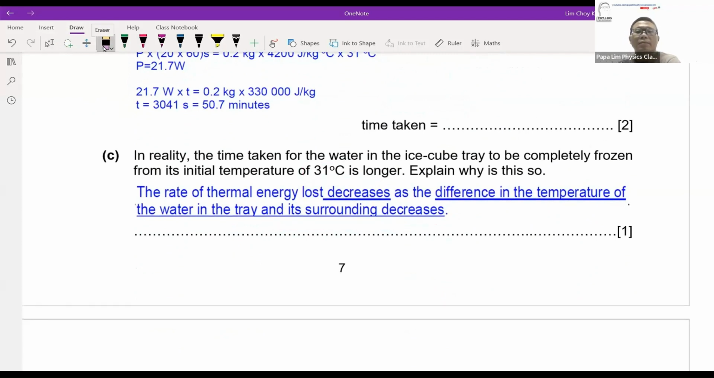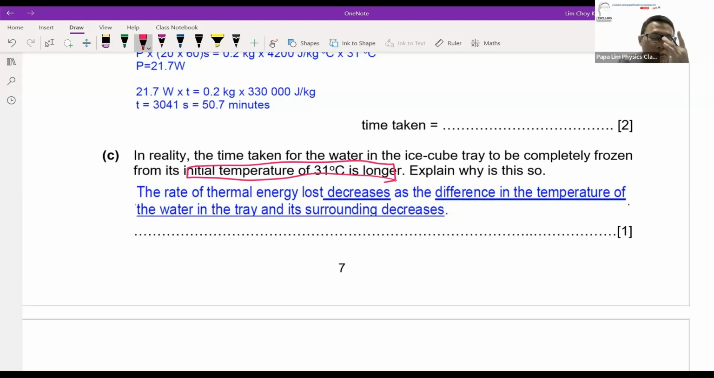Now, part C deals with the fact that the time to freeze is actually longer than 20 minutes. This one, in real life, is actually what happens. Because in the calculation for A and B, we looked at the heat loss due to freezing at a constant rate. But in real life, you'll find that as my temperature decreases, the rate of heat loss, the rate of cooling down, actually decreases. It's not a constant rate.